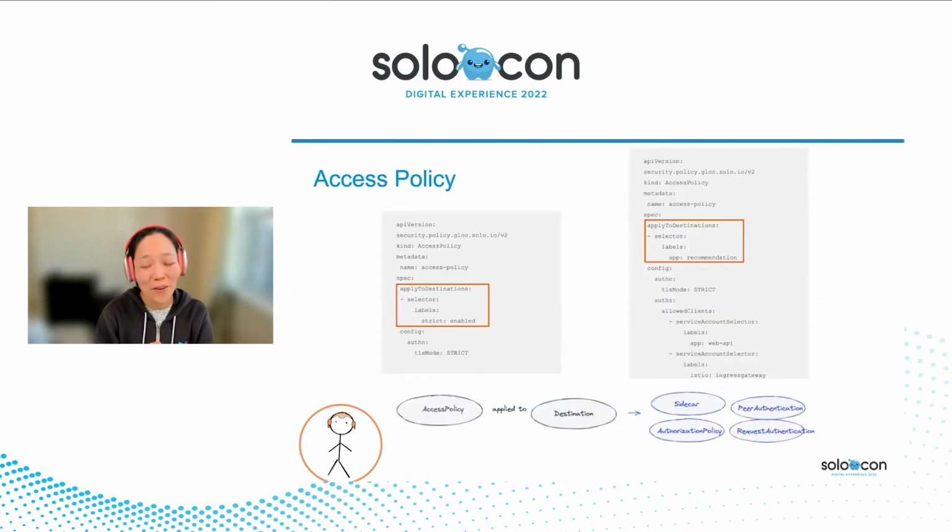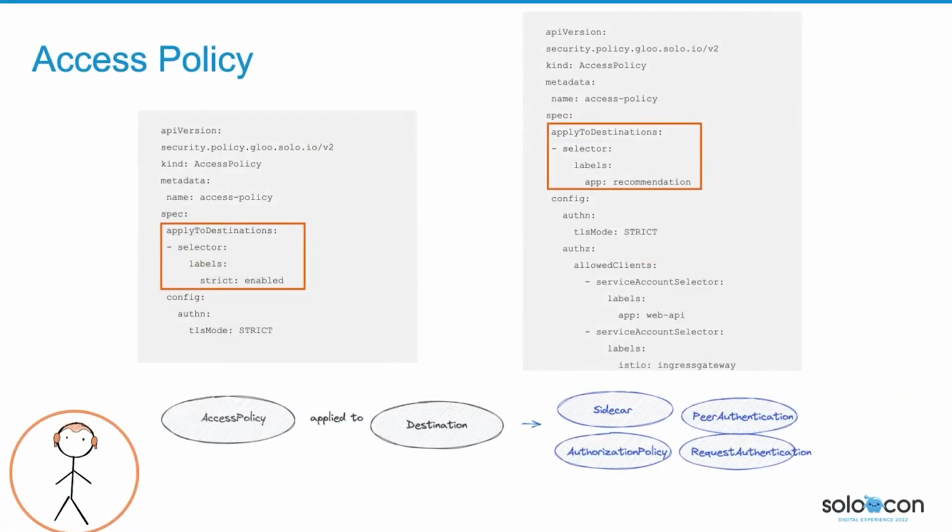This is a simple access policy. As you can see, it is applied to destination. So it's an access policy with strict mutual TLS applied to any destination that has the strict-enable label. So you don't actually have to do anything in your destination. As long as you have that label, that's how this policy would apply to your destination.